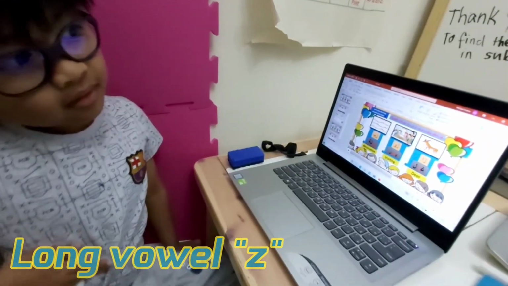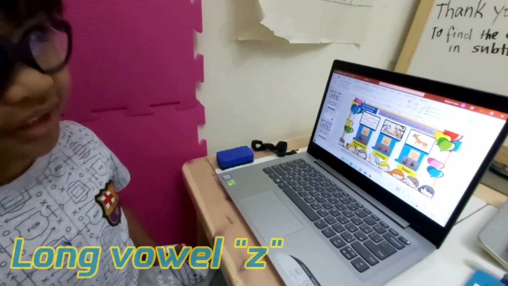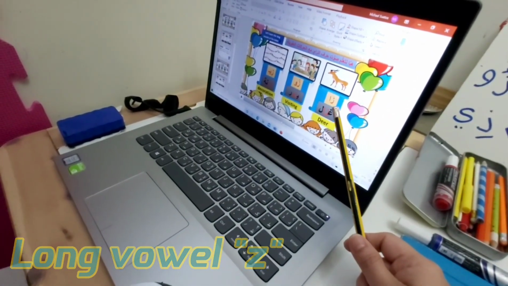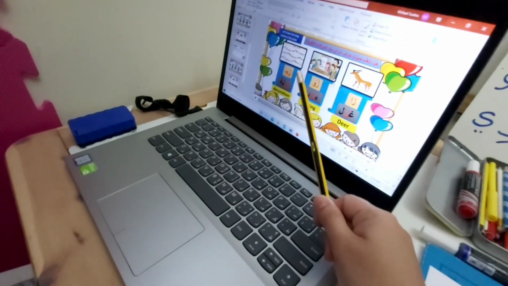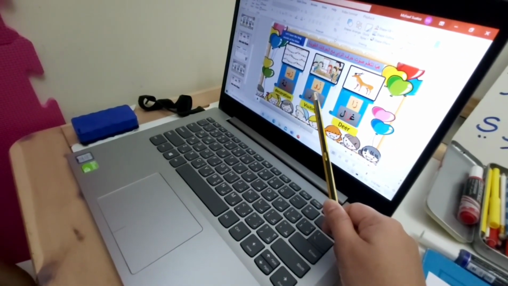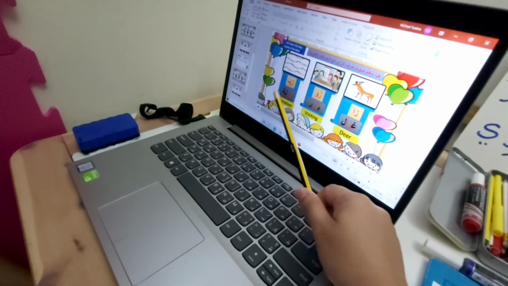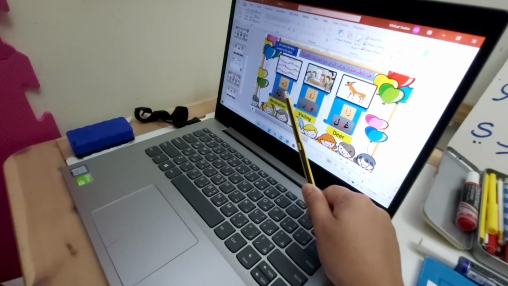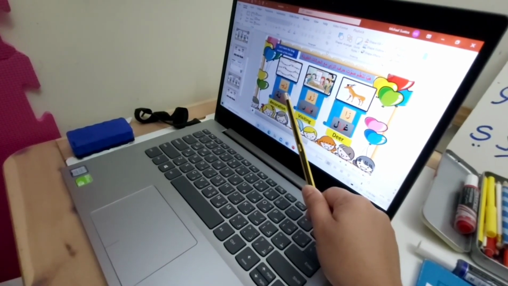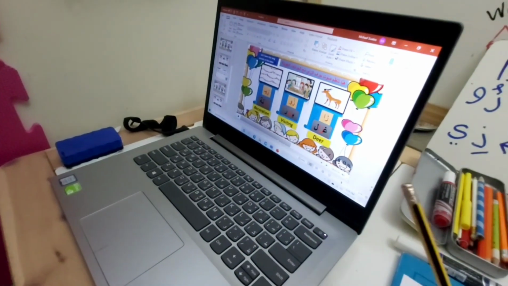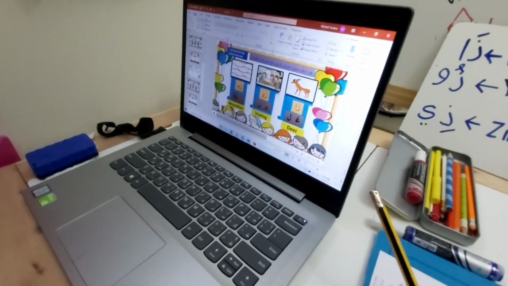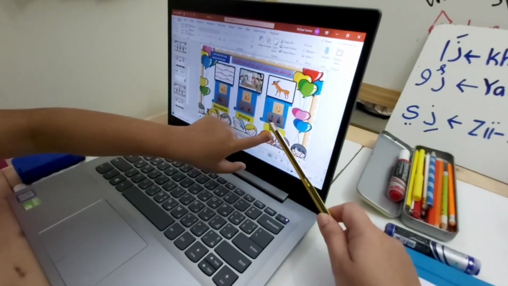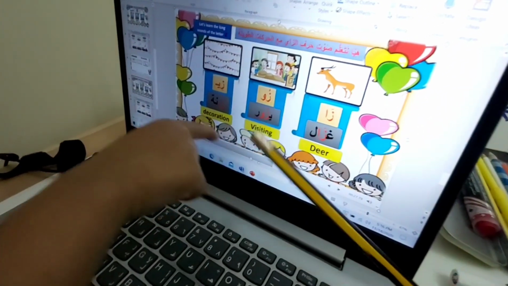Now we're gonna do the long vowel sound. Okay? What is this? Kazal. Yeah, very good. How about this one? Yazur. Very good. And what about this one? Zen. Zina. Yeah, very good. So, can you show me where is the za there? Letter za? The red one. Yeah, okay.